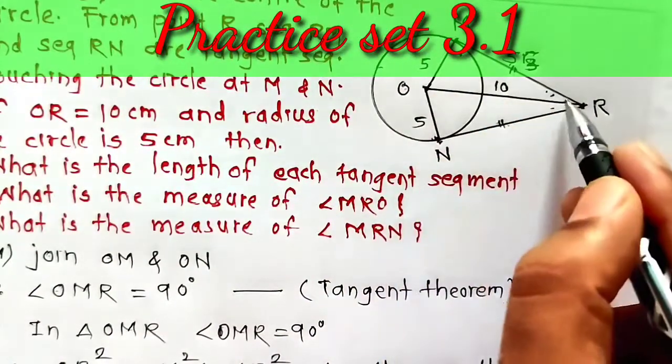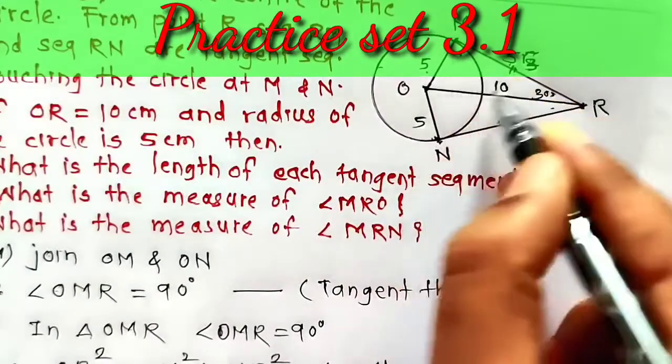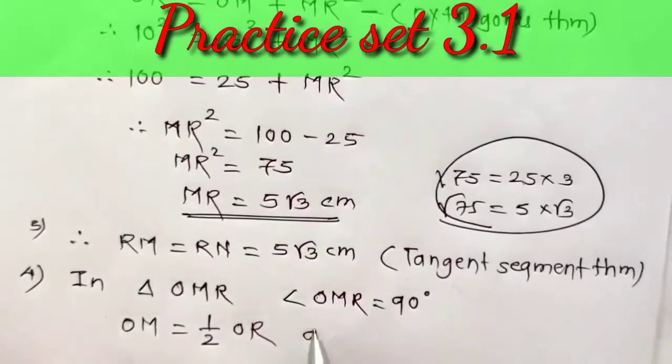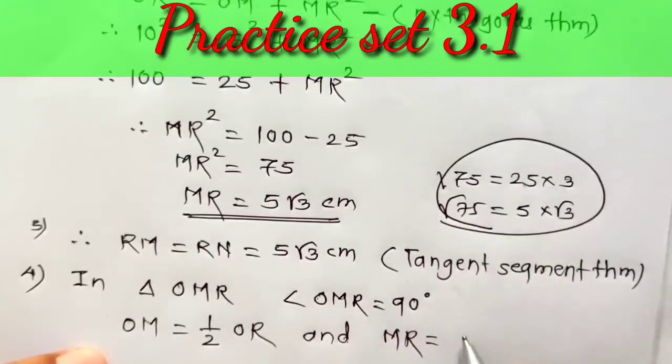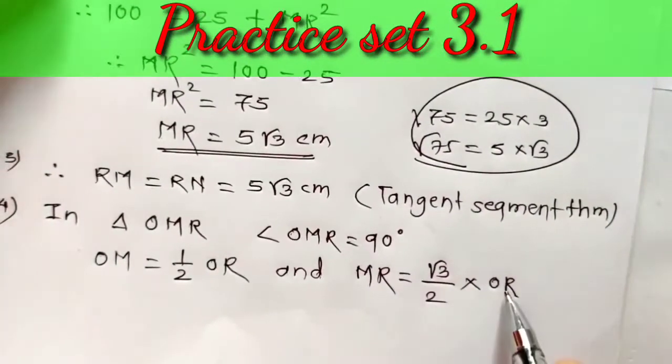So half of that. This side is opposite to 30 degrees, and here it is root 3. And the second thing, this MR or RM is equal to root 3 by 2 times this OR. If we substitute the value, root 3 by 2 into 10, the 2 and 10 reduce to 5, we get 5 root 3.